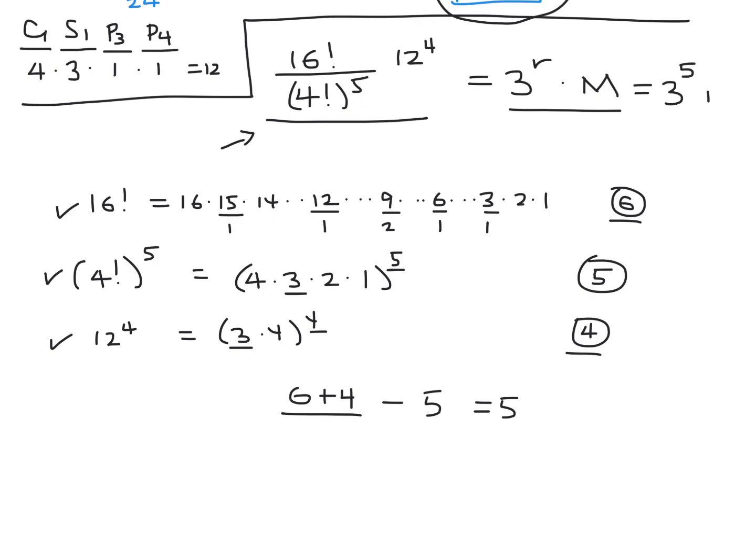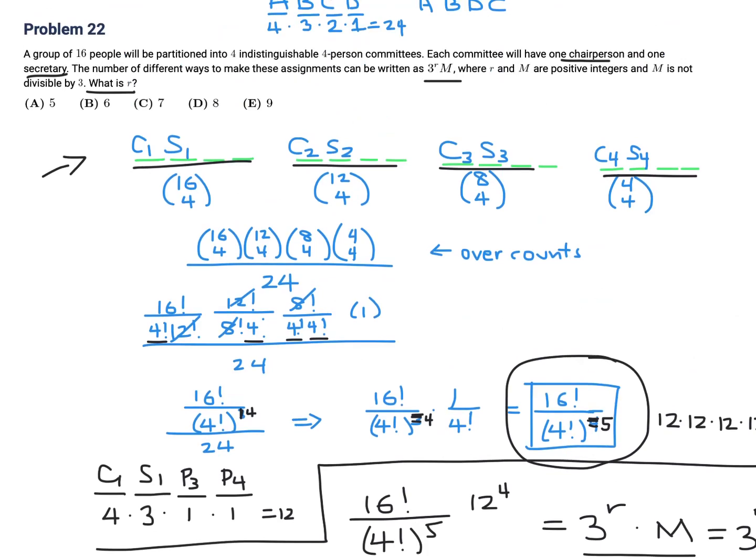And then the m, who knows? The m, that's everything else that basically is not a factor of 3. So, therefore, after all that, we get the conclusion that r is equal to 5. And let's see if that's one of the answers. It is. A.